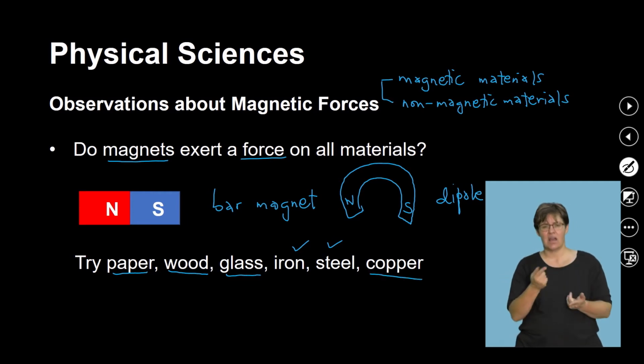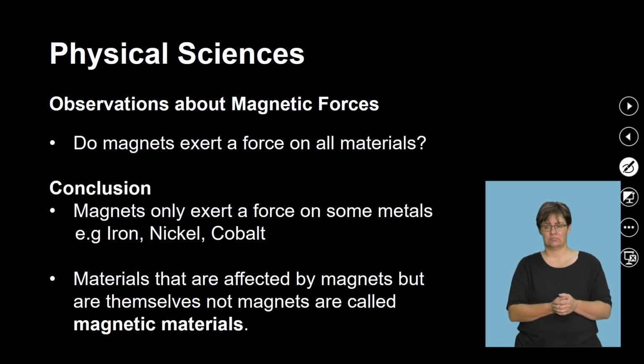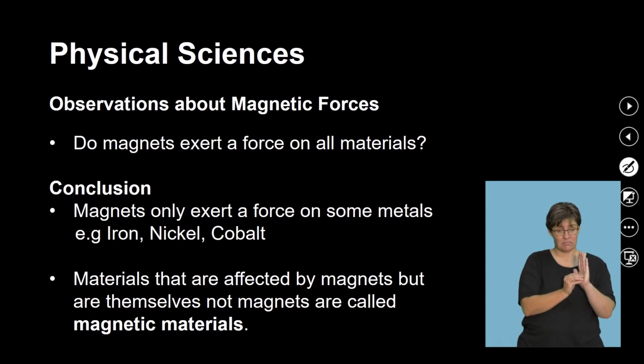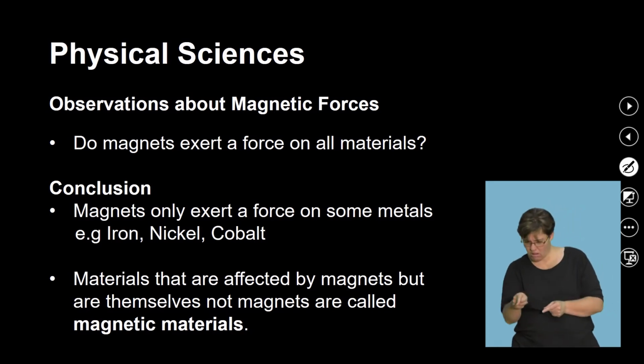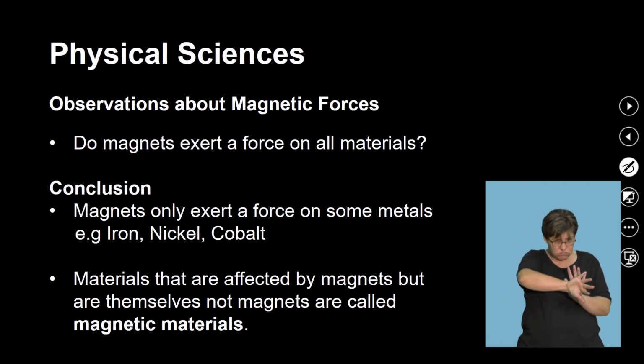You might try with a copper coin. If it does experience a force due to the magnet, then we'll classify it under a magnetic material, right? Okay, now, this is the conclusion. Magnets only exert a force on some materials, e.g. iron, nickel, and cobalt. These three are very, very important.